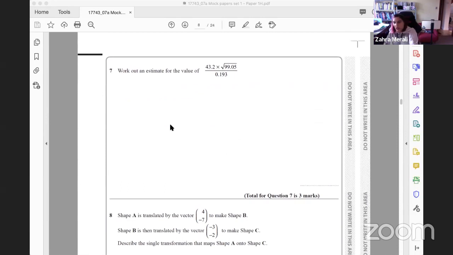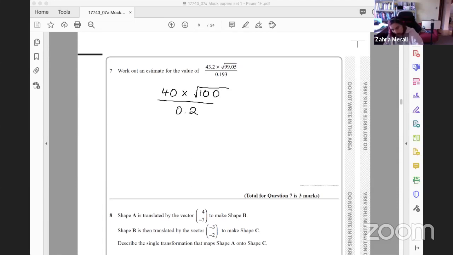Next one. We've got an estimate question. Now be generous with these. You can round these lots. Don't make 43.2 43, make it 40. You're going to make it as easy as possible for you to work out. So we're going to round that to 40, 99 we're going to make 100, and 0.19 we're going to make 0.2.